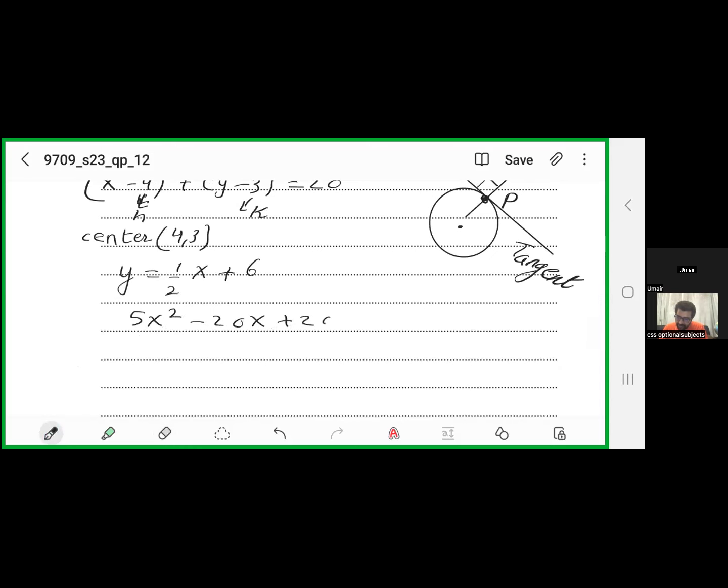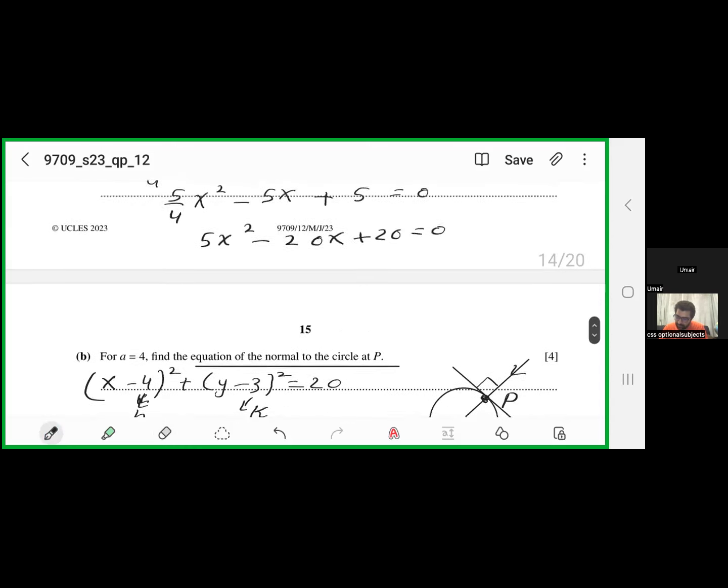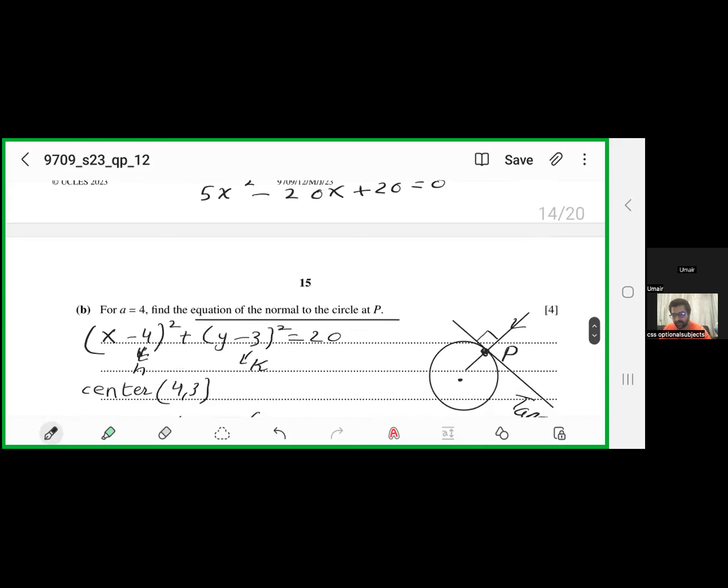Yeah, it takes time to solve this sort of question because we have to find the coordinates of P, and then we can find the equation of the normal. Okay, great.